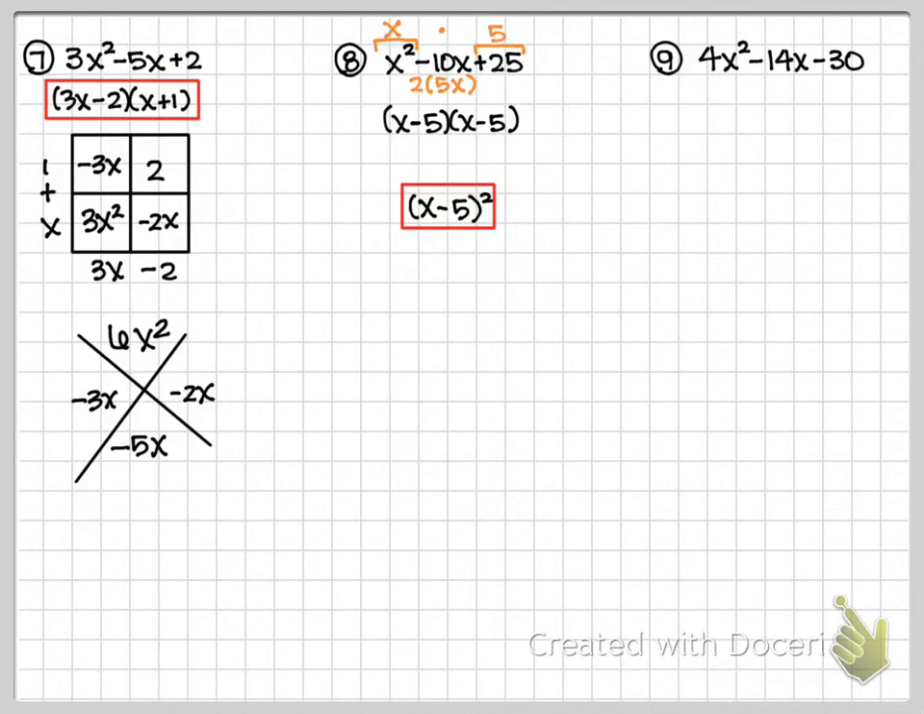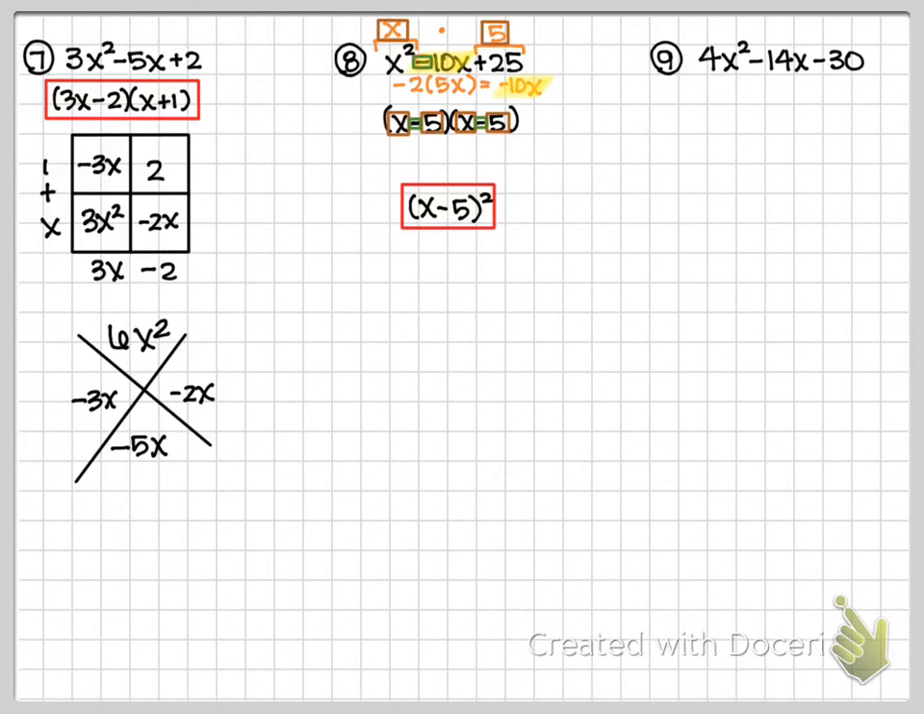Double it, match the sign from the middle, and then I check, does that negative 10x match that middle term? If it does, this is the perfect square trinomial. So I'm going to take the 2 items that I got when I square rooted. So I got the x and I got the 5. I'm going to put them inside the parentheses in that order. Then I take a look back at the sign on the middle term, the 10x. That was my minus. Those are the signs that I put inside the parentheses.